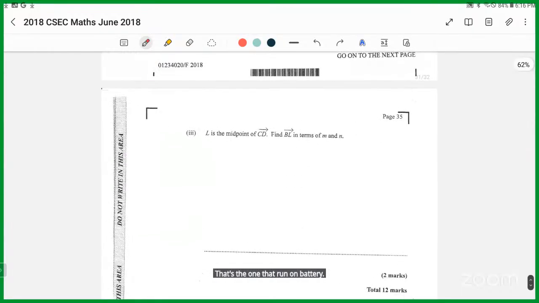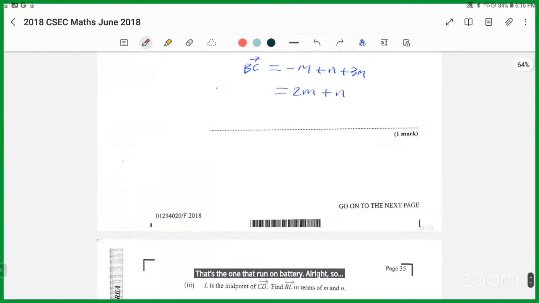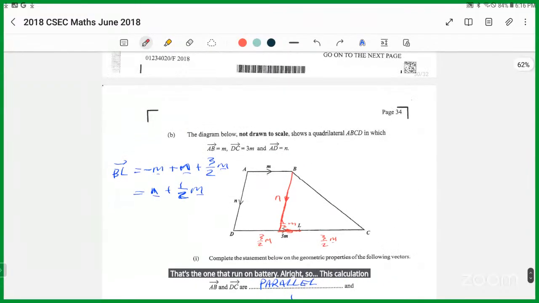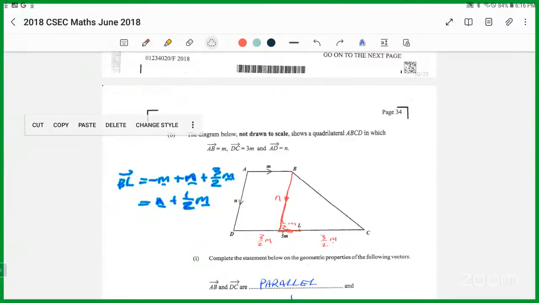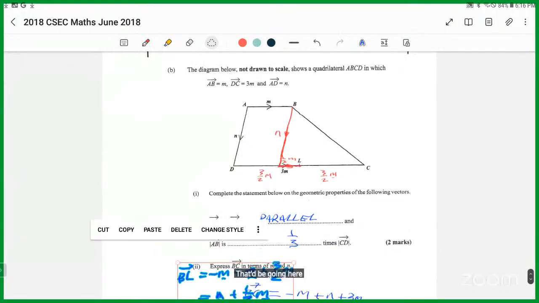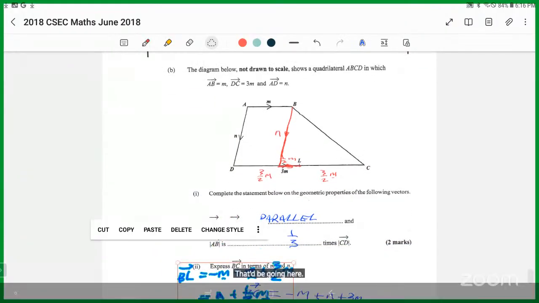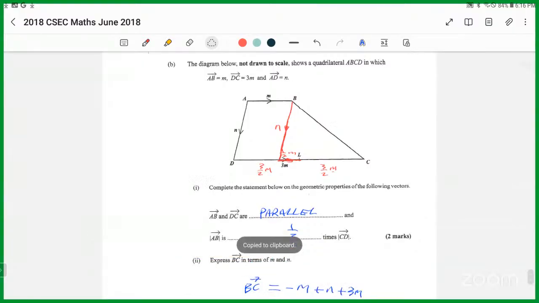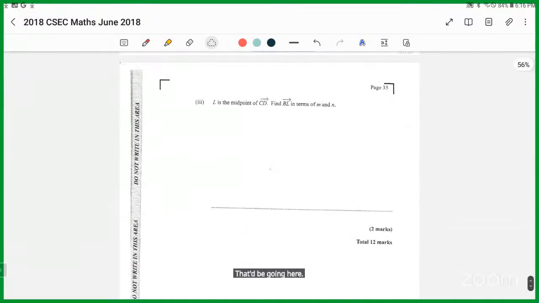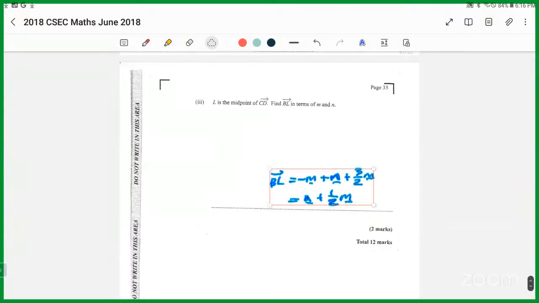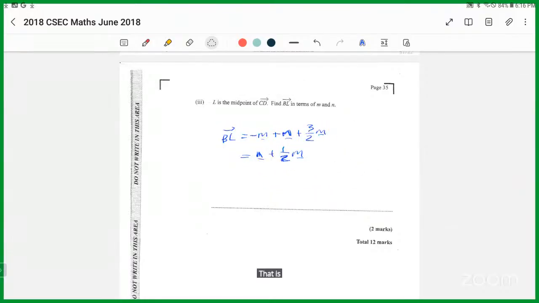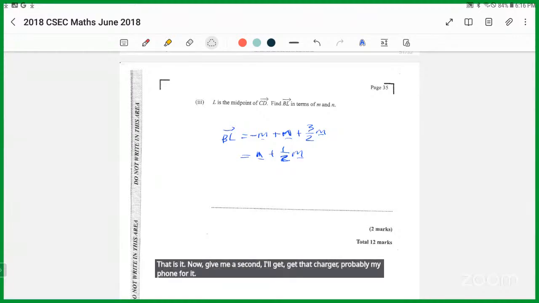Alright, so we just got it up here. This calculation. Let's see if I can get the charger for the phone. Just copy it down here. Cut and paste. Down here. That is it. Give me a second. I'll get a charger and plug in my phone before it runs out.